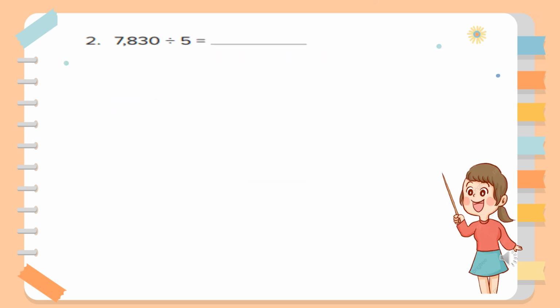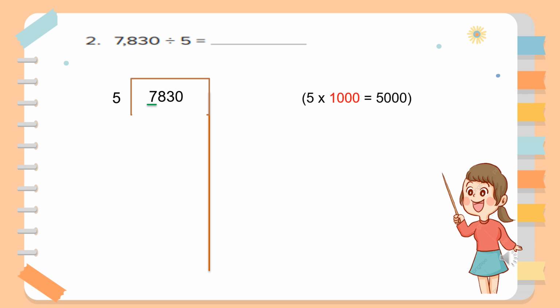So number 2 we have 7830 divided by 5. We have a dividend and divisor. Let's start from the thousands place. We have 7,000. So 5 times what equals 7,000? We don't have. So we search about the nearest number. So we can say 5 times 1,000 equals 5,000. So we put 1,000 out and we make minus now.